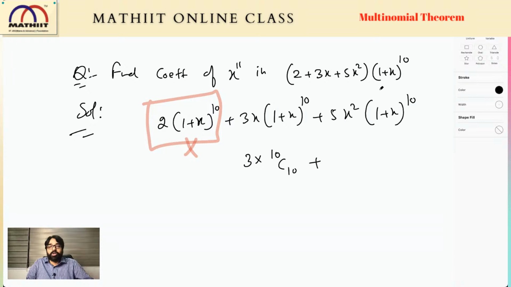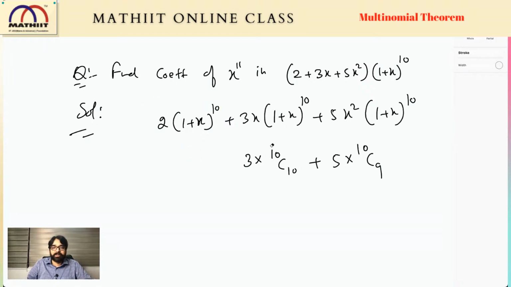Plus, now I will go to this person. I will say, I am having 2 rupee already. Can you give me 9 rupee? Yes, he can give. So 5 into 10C9. I'm sure that everybody understood this point. Right? Yes, I think some people have given the answer also. 53. Yes, correct.